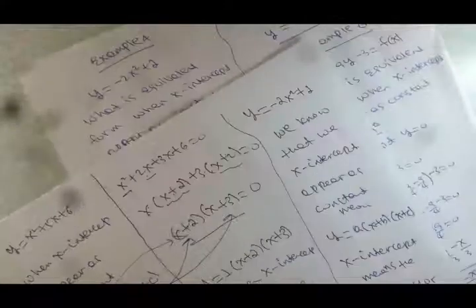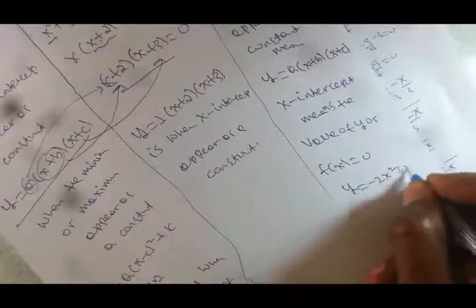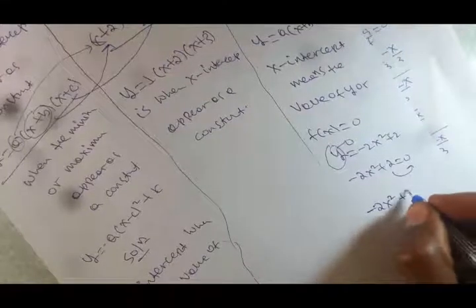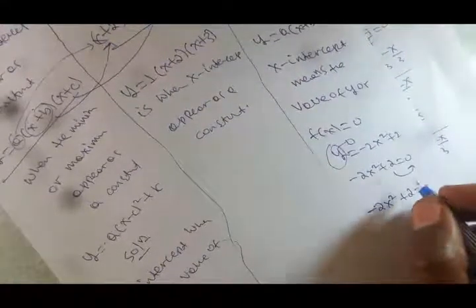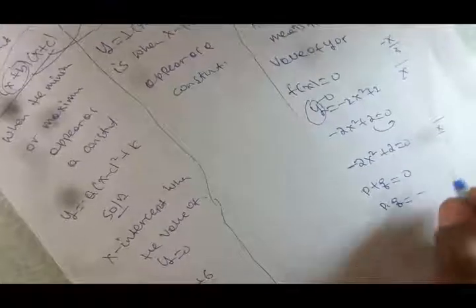So our given equation is y is equals to minus 2x square plus 2. Therefore this value will be equals to 0. Minus 2x square plus 2 is equals to 0. When we add it will give 0, when we multiply it will give minus 4. What are the two numbers when you add?